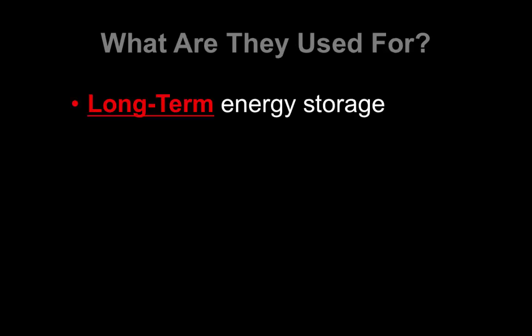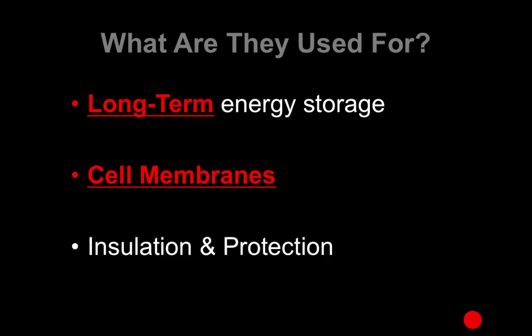What are they used for? Long-term energy storage. So think lipid, long-term, sugar, short-term. Just think, when you eat something that's fatty, it sticks around with you a lot longer. And as opposed to carbs, which were used to make cell walls, lipids make cell membranes. We'll talk a lot more about that later on. And we should all know, a lot of organisms use fats for insulation and protection. So think like whales and blubber.